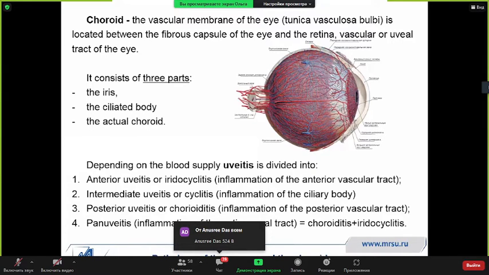Okay, the next part of the lecture is rather big too. It's about the choroid. I remind you that the choroid is a vascular membrane of the eyeball, and the other name is the uveal tract of the eye. It consists of 3 parts: the iris, the ciliary body, and the actual choroid. There are 4 variants of inflammation of the choroid. It is named uveitis, and depending on the blood supply, it divides into anterior uveitis or iridocyclitis, intermediate uveitis or cyclitis, and posterior uveitis, which is choroiditis. And the 4th one is panuveitis, inflammation of the entire uveal tract.